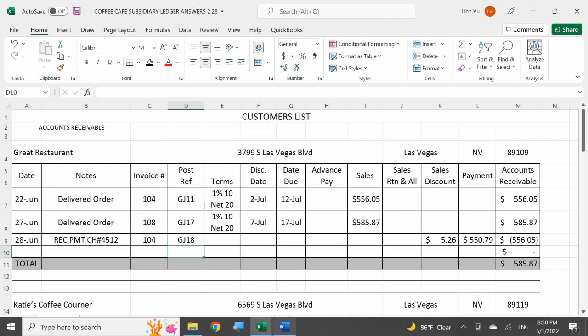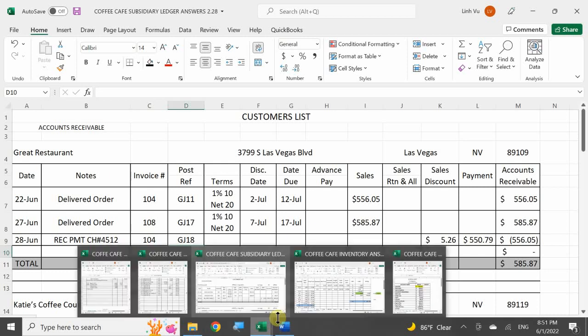So at least I know this. I must record the sales discount for $5.26, and I must record that they made a payment for $550.79. And this is an accounts receivable. We issued them an invoice, so they owe me money. So therefore, for them paying me back, they are going to be reducing the accounts receivable. Okay?